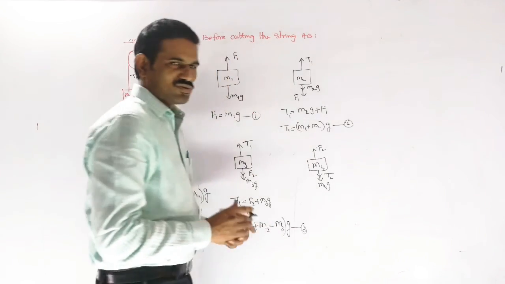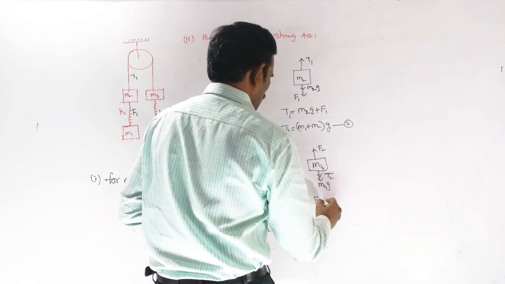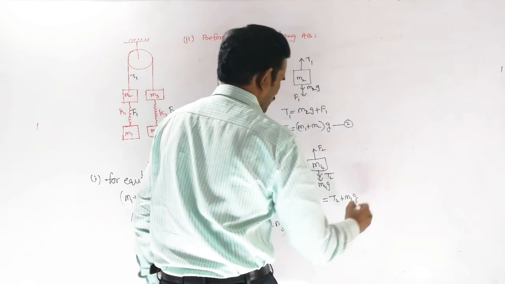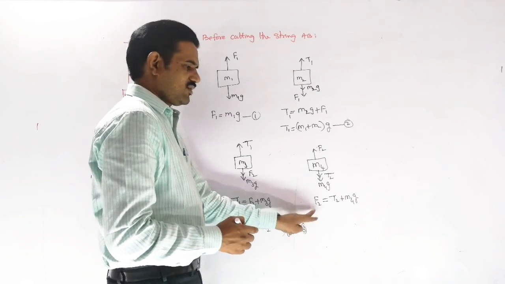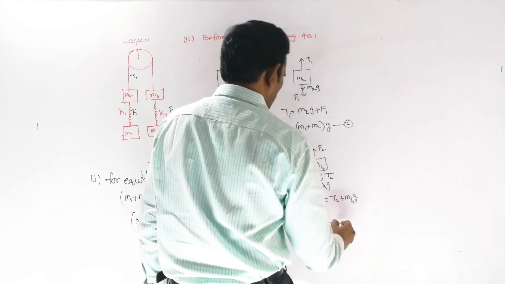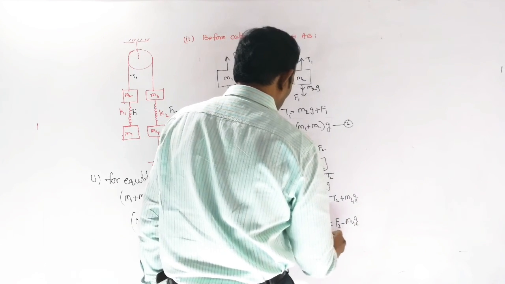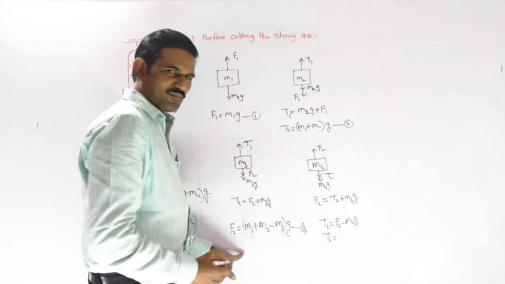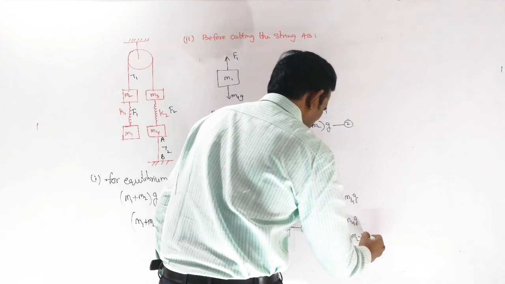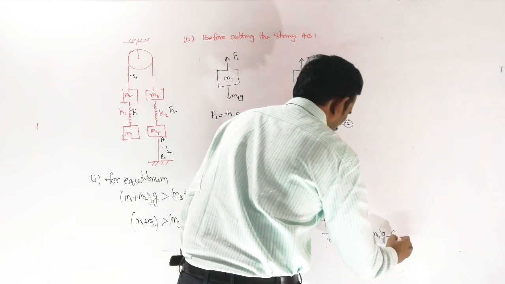So as this block is also in equilibrium, you can balance the forces now. So that F2 is equal to T2 plus M4 into G. And as we know the F2 value, from this I am going to write the T2 value. Therefore T2 is equal to F2 minus M4 into G, and then you can substitute the F2 value from the previous equation, so that you will get (M1 plus M2 minus M3 minus M4) into G, right? So this is equation 4.